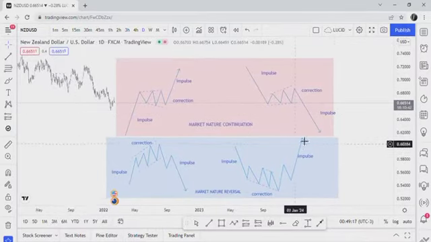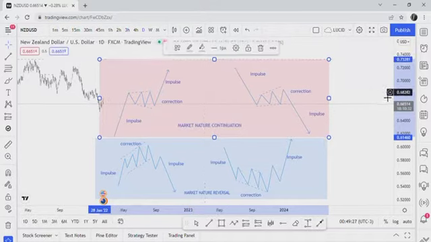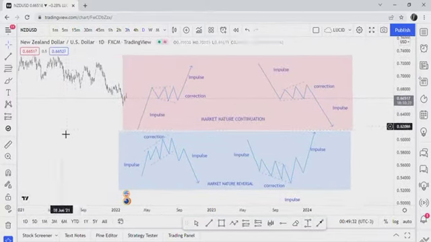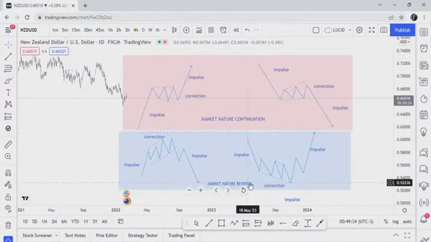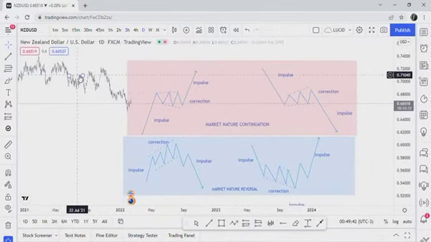I'm gonna be teaching you guys market nature, the nature of price, right? So let's dive directly into what we have today on this video. So what is market nature? Market nature is the phase price is currently on. So we have two phases of market nature. We have the impulsive phase and we have the corrective phase, right?